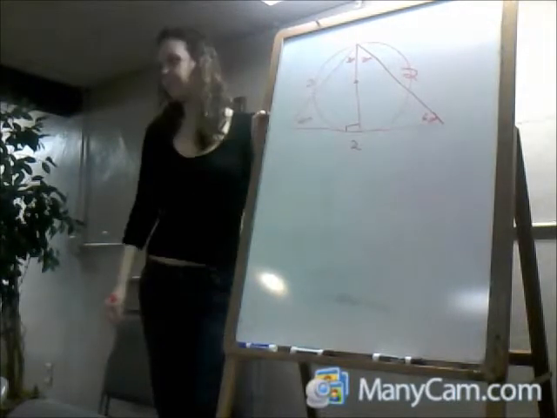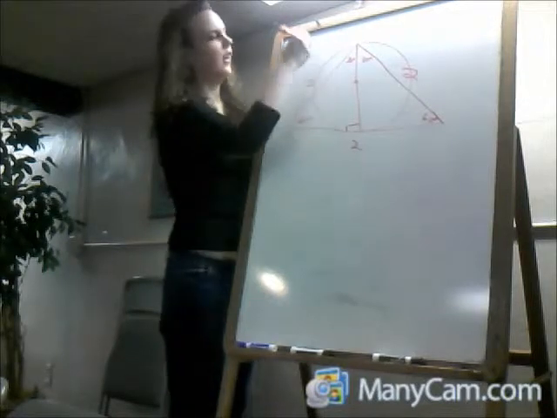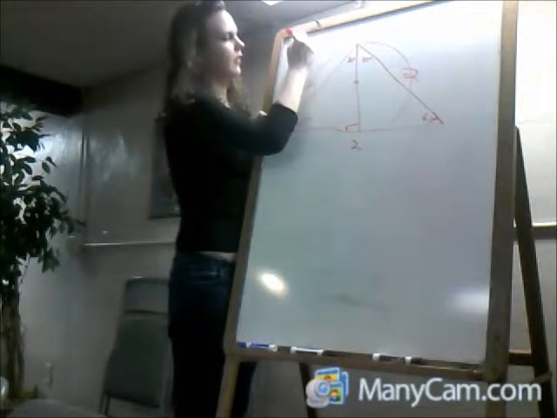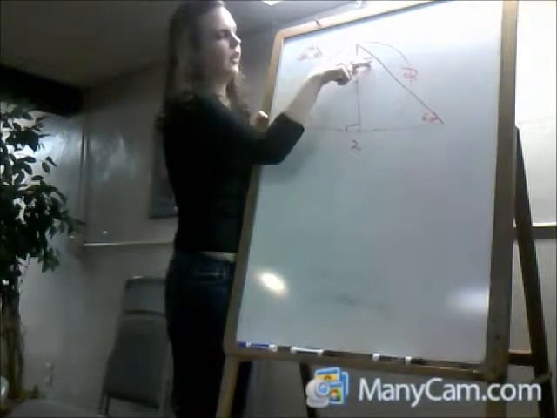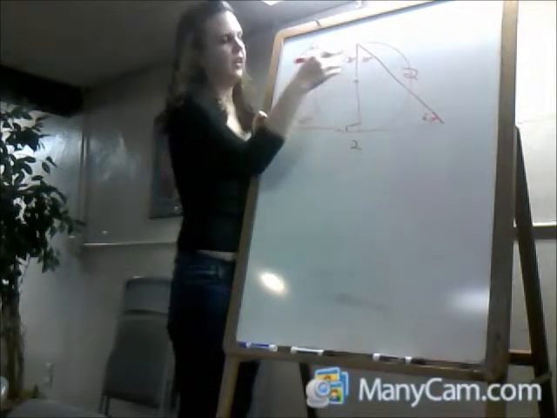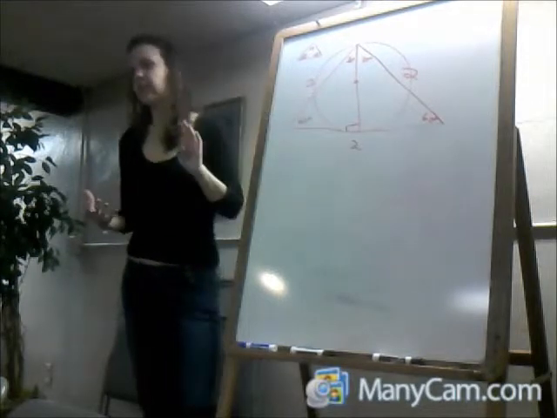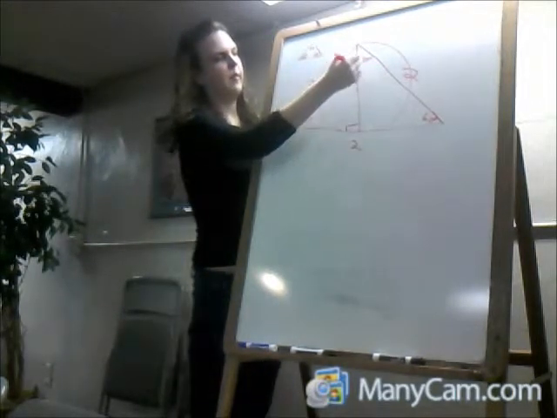Wait, why would we put the 30s at the top? Because in an equilateral triangle, we normally have 60, 60, and 60. So basically, here this is 60 degrees, but because an equilateral triangle is symmetric, when we draw this line, it's going to bisect this angle.